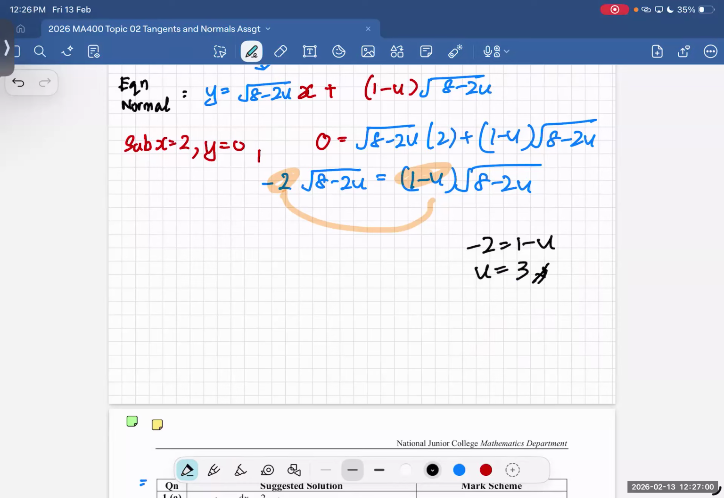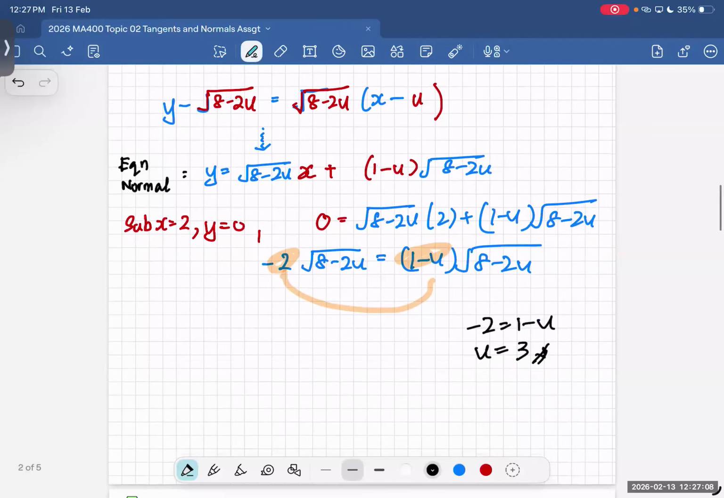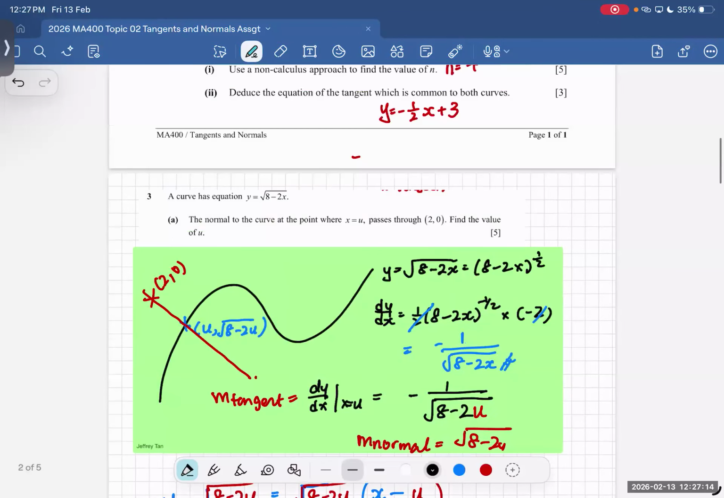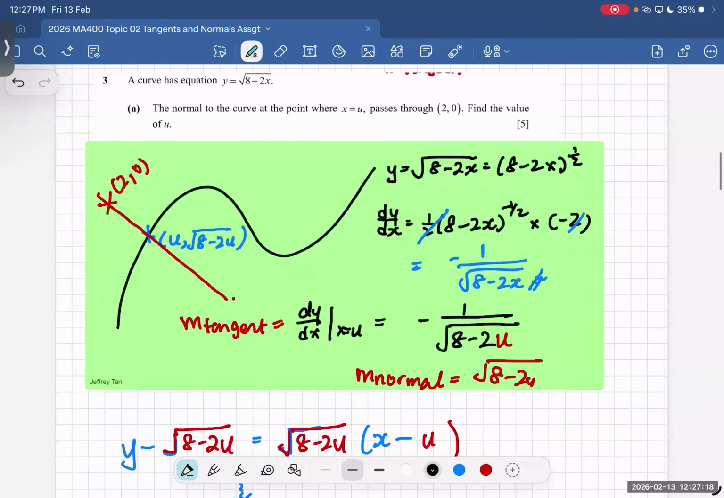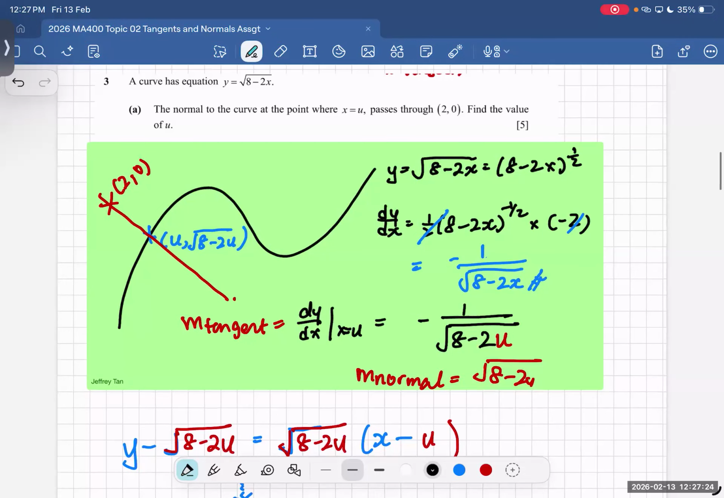So simple idea. u cannot be 4 because if u is equal to 4, you'll be dividing by 0. That will be an issue. Clear? So that is 3a. I bring them all to one side, so I got the two things simplified together.